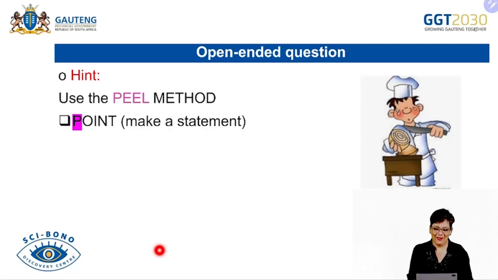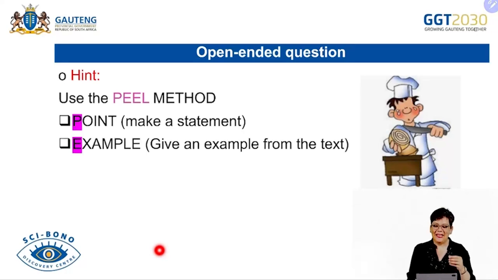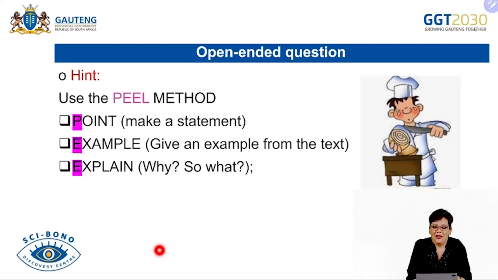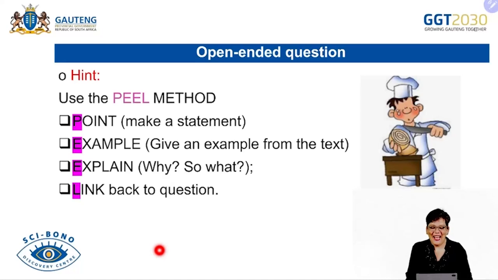So when you do the PEEL method, make your statement. In other words, you say, yes, it is effective, or no, it's not effective. Give me an example from the text. That's your best proof always. Give me an example to say why you say something. Explain it to me. Answer the question why or so what. If you can answer that, then I know you're going to start. And then link it back. If you see, it's called the PEEL method. It just makes sense, doesn't it? All right.